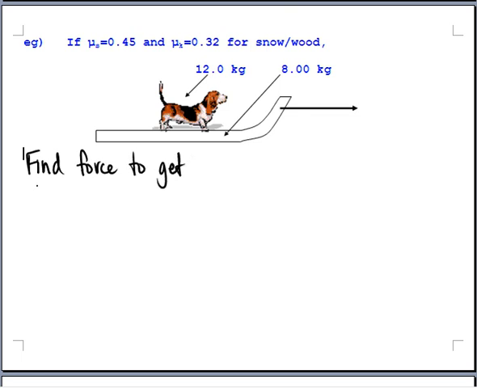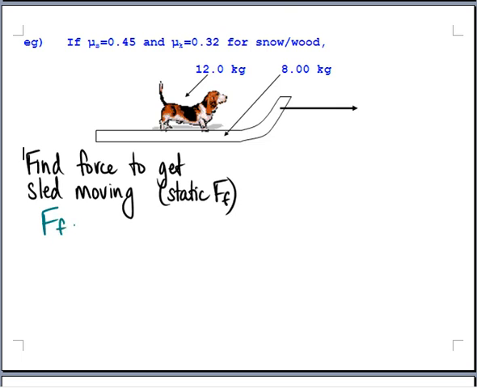So find the force. I don't know how to spell toboggan, so I'm just going to call it sled. Let's say, find the force to get the sled moving. Really what I'm telling you is, hey, can I get you to go and find the static force of friction? Because we're not moving anything yet, we want to get the toboggan going.